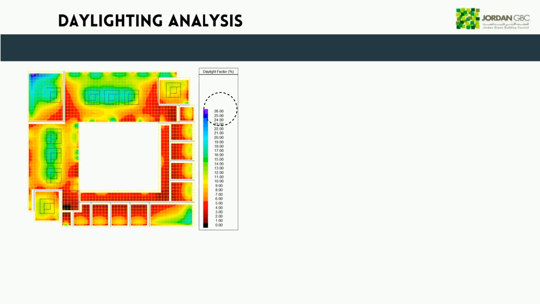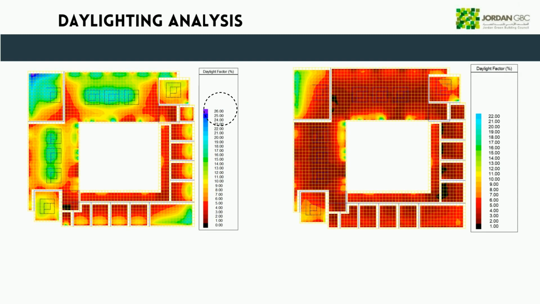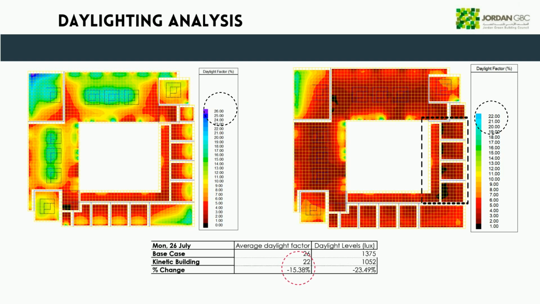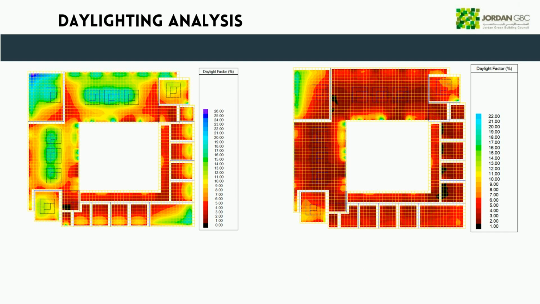Moving on to the daylight analysis, on the left side, there's the base case with a daylight factor of 34, and on the right side, there's the improved case with daylight factor of 22. It's required by the Jordanian Green Building Code to have 80% of the space daylit, thus the black spots are acceptable. Now let's have a look at the interior from the point of view shown.